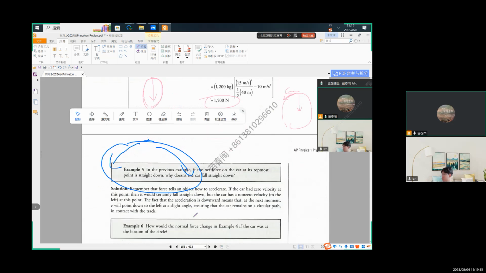So this is example 5. Let's see, 6. Can I read 6? Same situation, you have to be careful. Example 6. How about the normal force, as in example 4? Oh yeah, the normal force would be in the opposite direction of that. Now this time it has to be in the opposite direction.